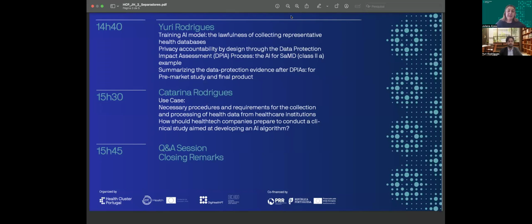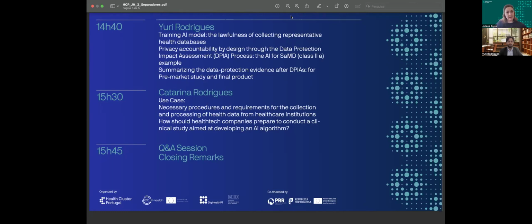In the first part, Yuri will cover three main topics. The first one is related to the use of health databases for training artificial intelligence models. The second will focus on the concept of privacy accountability by design. And in the last topic, Yuri will focus on how to summarize the data protection evidence following the data protection impact assessment.